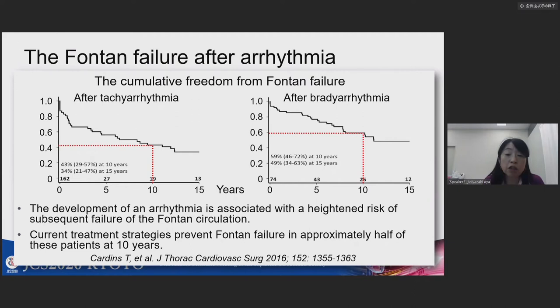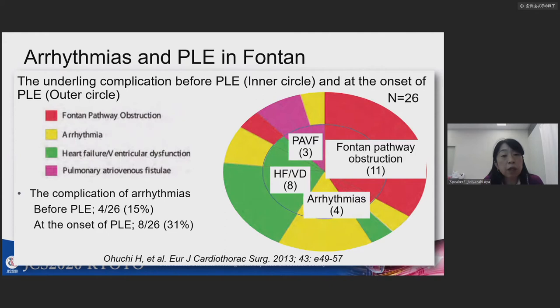And this paper reported the underlying complications in 26 patients with Fontan circulation and PLE. The inner circle showed those before PLE, and the outer circle, those at the onset of PLE. Arrhythmia was observed in 15% before PLE and 31% at the onset of PLE. It is hard to tell which one is first, arrhythmia-induced hemodynamic abnormalities or hemodynamic abnormalities-induced arrhythmia. However, we can tell that the arrhythmia is strongly related with the hemodynamic situation.